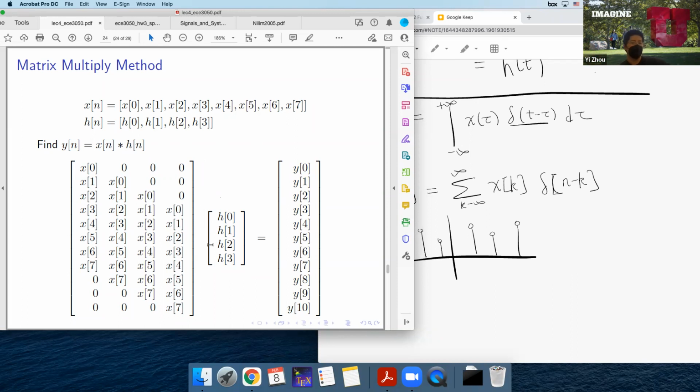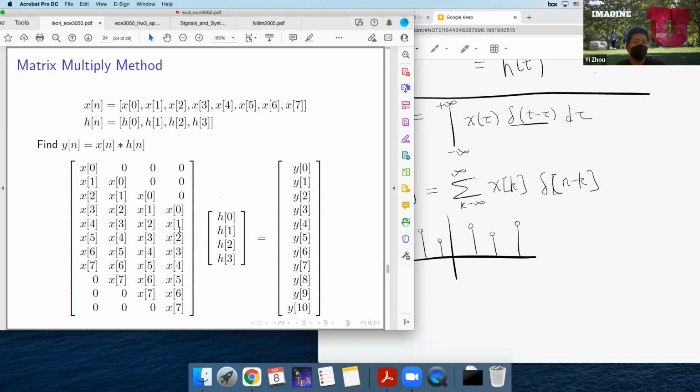So it's like you are moving the X signal towards the H signal. And once you go further, you have more elements appear in the X signal. So it is like the X signal is moving to the right-hand side. So if you look at this row by row, you can see visually that all the elements of the X signal start to move to the right-hand side.